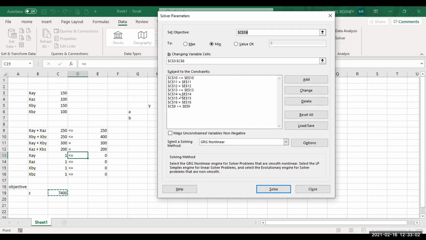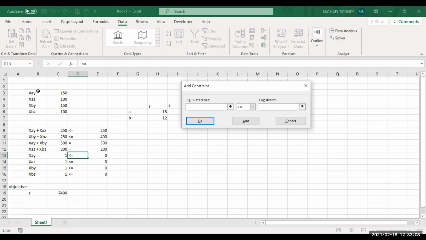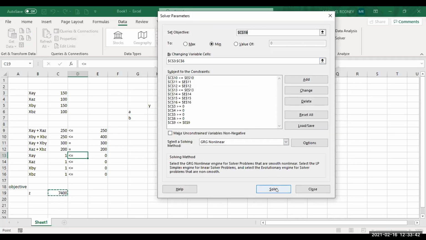C3, you need to add another constraint. C3 larger than or equal to 0. And then C4 larger than or equal to 0. Again, add. And then C5 again, larger than or equal to 0. Again, and then the last one, larger than. And then OK. No, you cannot cancel. Yeah. Okay, so solve it.